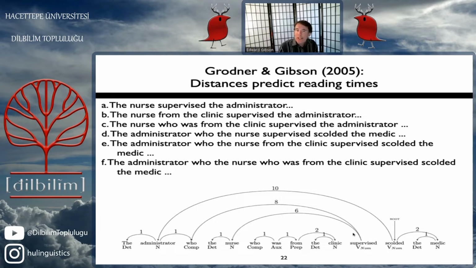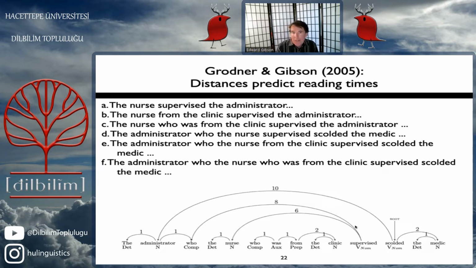And so the prediction of the dependency length idea is that when you have to make long distance connections, so that's at supervised and at scolded, I can't make them early on because I don't know those things are coming until I get the second half of that dependency.